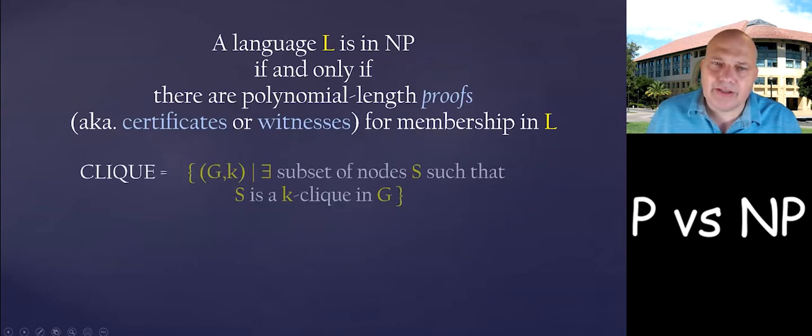So for clique, the language is pairs G, k such that there exists a subset of nodes S such that S is a k-clique in G.